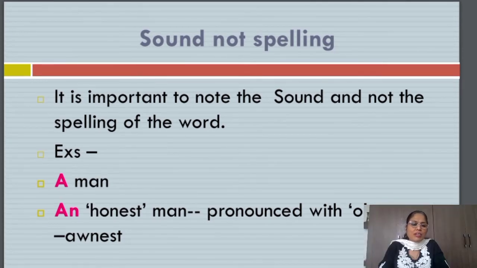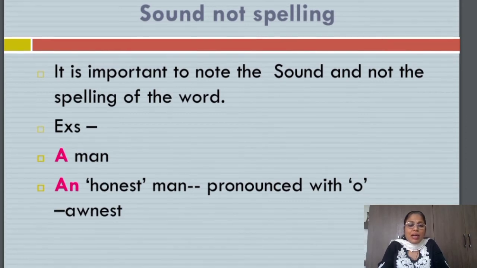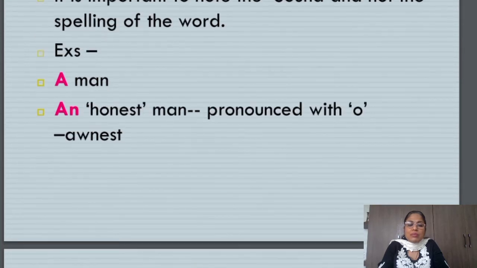Let's have a look at this. The word man, a man. Now look at this word, honest. The spelling of the word honest starts with H, but the pronunciation is "onest." Why? Because H is silent. So I don't say he is a honest man. I say that he is an honest man.